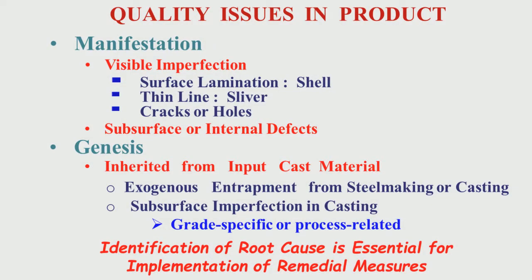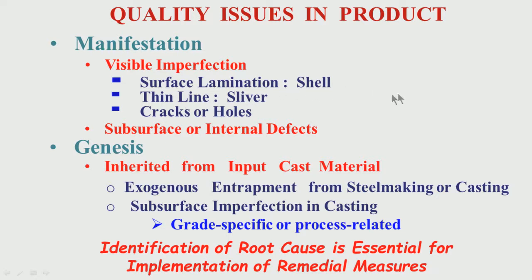Let me discuss these issues one by one. This will be very useful: in a product, what are the quality issues, what you can see actually as a problem or a defect in a product. Normally they can be manifested, as I have told you, either on the surface itself, that means visible imperfection. It can be a surface lamination. Lamination means, I have mentioned, it is like two different surfaces. On the surface some additional surface has been generated, that is called lamination. Sometimes some people call it a shell type of defect. So it can be a surface lamination or shell.